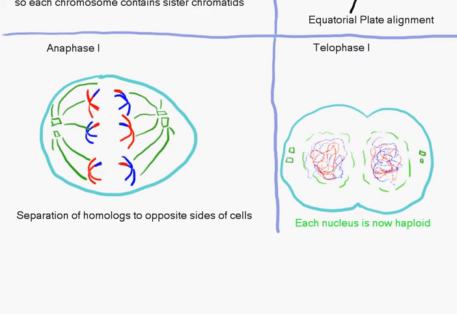In anaphase 1, there's the separation of the homologs to opposite sides of the cell. Pretty self-explanatory. And then to end it off, in meiosis 1, we have telophase 1, which ends up with each nucleus now being a haploid cell.